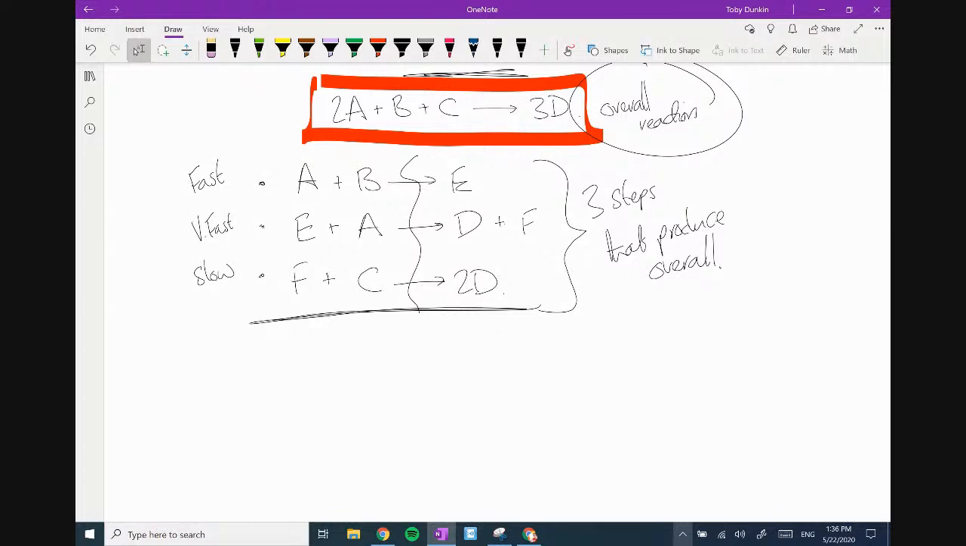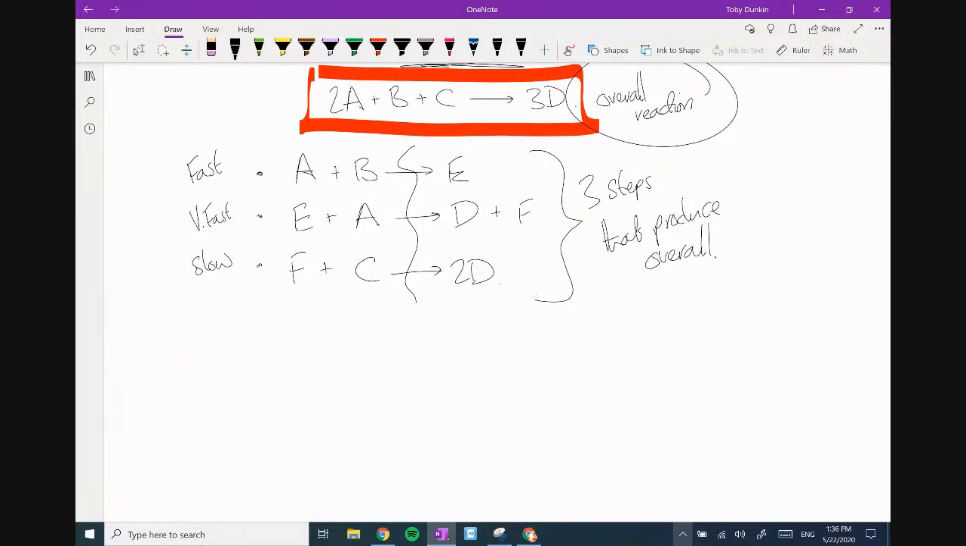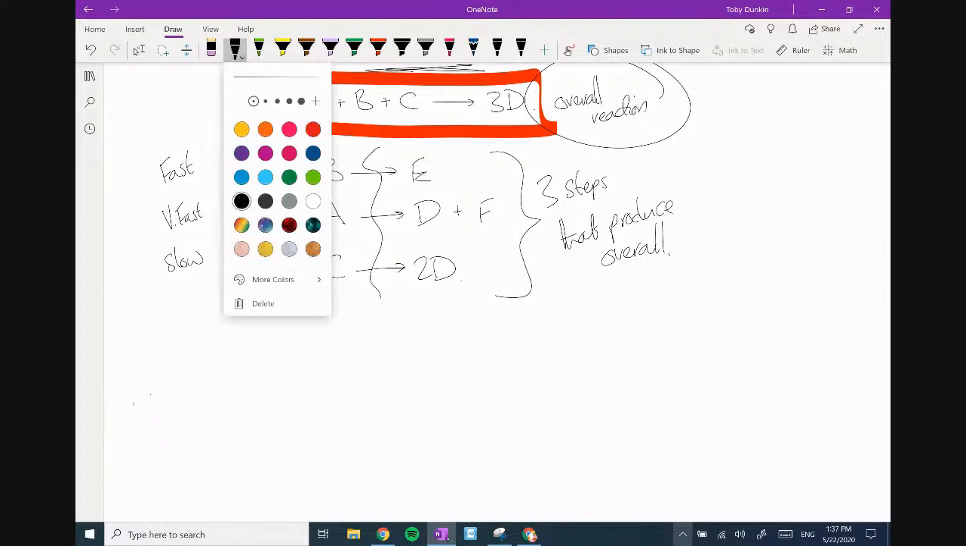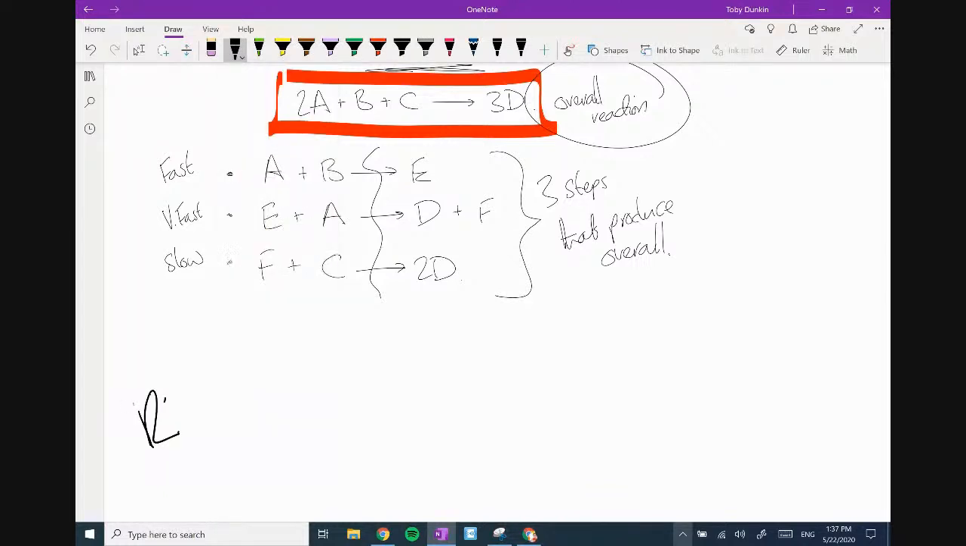Once you get to that 3rd step, everything's going to slow down, because it doesn't really matter what I'm doing with A and B, the first 2 steps, because they've already happened, and we're just waiting for the 3rd one to occur. And this here we now call the rate determining step. This is where I need to make my pen thicker. And this is an important thing. Rate determining step.